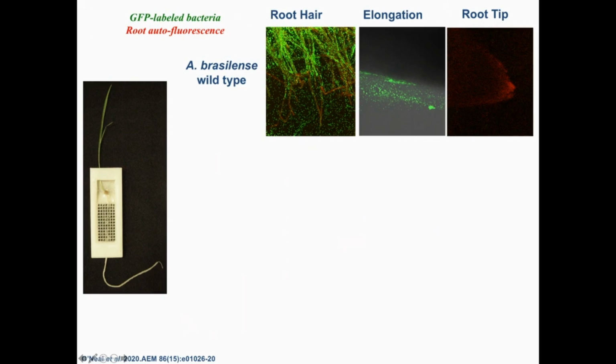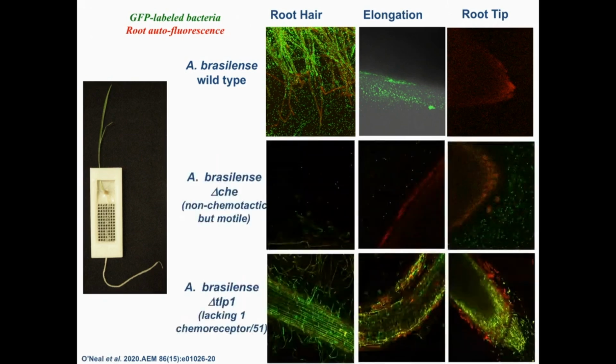We know this response depends on chemotaxis, because if we use a chemotaxis mutant, so this mutant cannot detect signal or bias its motility, but it is fully motile, you can see that the cells are randomly distributed regardless of the region of the root.